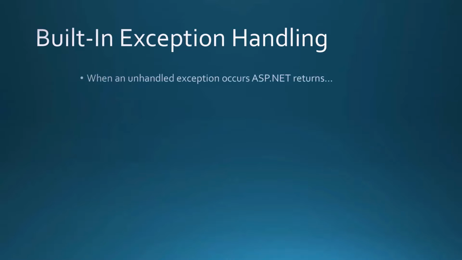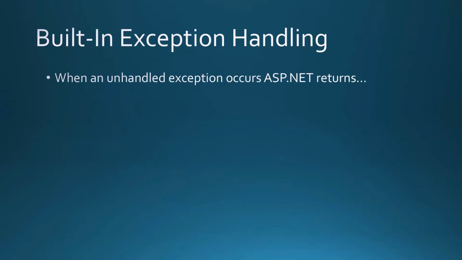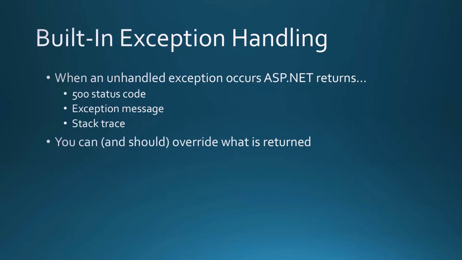So ASP.NET has built-in global exception handling. So when you don't handle an exception, ASP.NET is actually going to return a 500 status code, an exception message, and a stack trace. Now, you can, and really you should, override what is returned. You don't want to return all of that information because that might have too much information about your server, and you never want that to get out to whoever's calling your API.